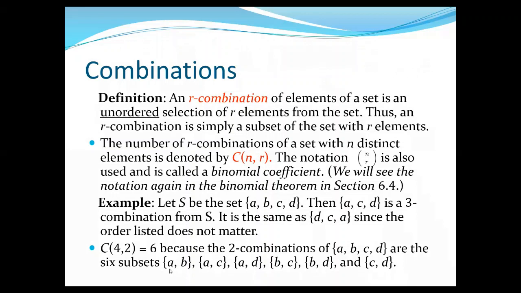Therefore, these are the combinations that we could get from ABCD with 2 elements. Okay, so that's combination. That's the distinction of combination against permutation.